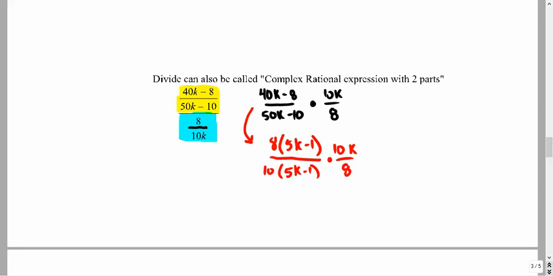Okay. And now I'm going to hunt down the things that are common at the top and the bottom. So you should notice 5k minus 1, 5k minus 1, 8 and 8, 10 and 10, and that leaves just a k. And so that's our answer, is k.